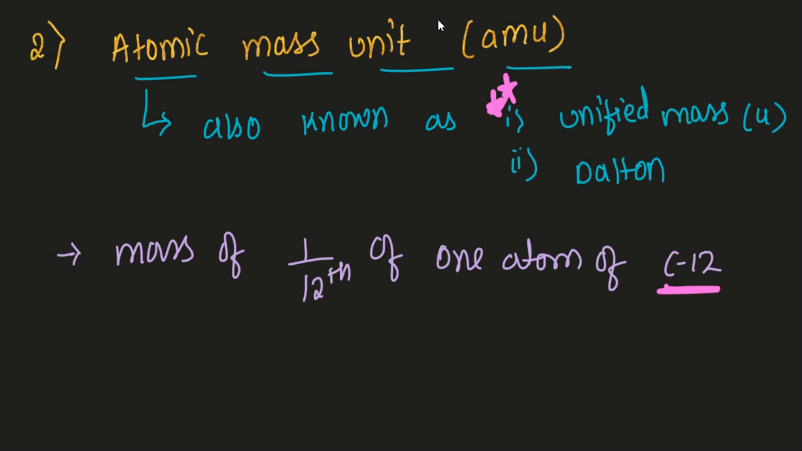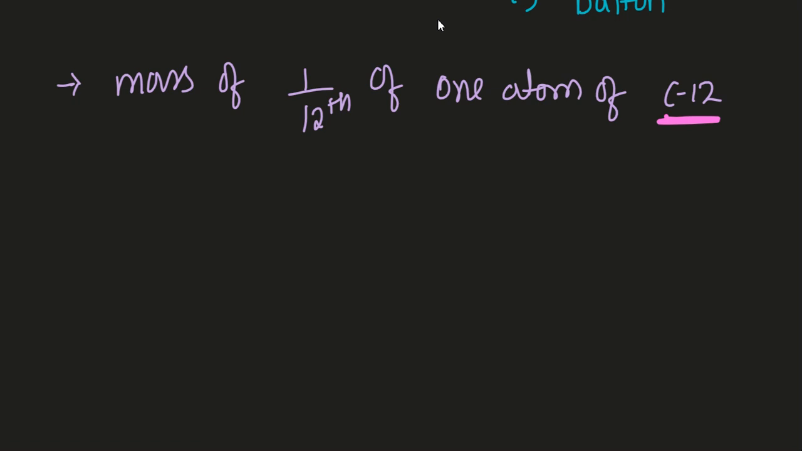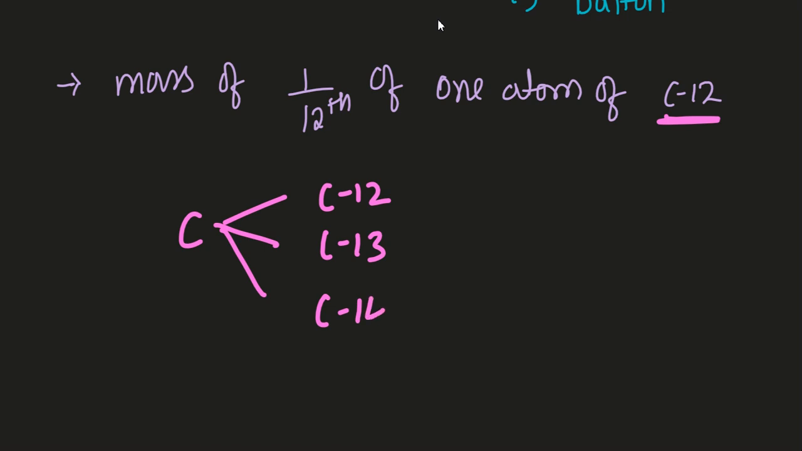Carbon has a total of three isotopes: 12, 13 and 14. Out of that, 12 is the most important. Don't worry, we are going to do a detailed discussion here. Still, I am going to write here: carbon has three isotopes. It may be C12, it may be C13, and it may be C14. Out of all, which one is the most abundant? C12 is the most abundant.